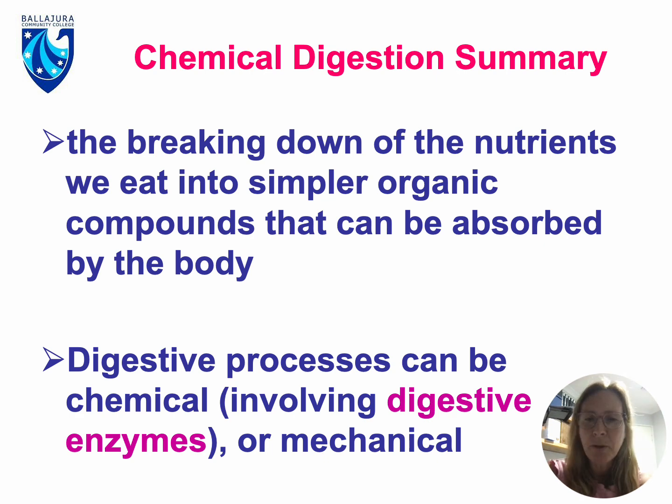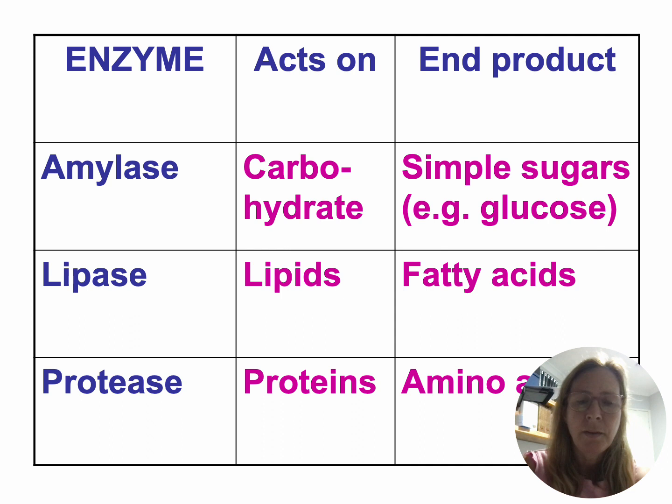So a quick summary of chemical digestion, which is the breaking down of nutrients into simpler organic compounds. So remember, digestive processes can be chemical, involving digestive enzymes, or mechanical. So the enzyme amylase acts on carbohydrates, and the end product are simple sugars like glucose. Glucose isn't the only sugar. Lipase, the enzyme that acts on lipids or fats, it makes fatty acids and glycerol. Protease acts on proteins to make their subunits of amino acids.